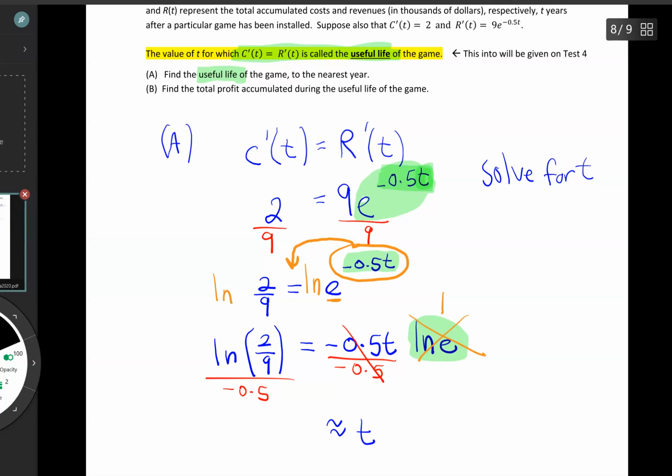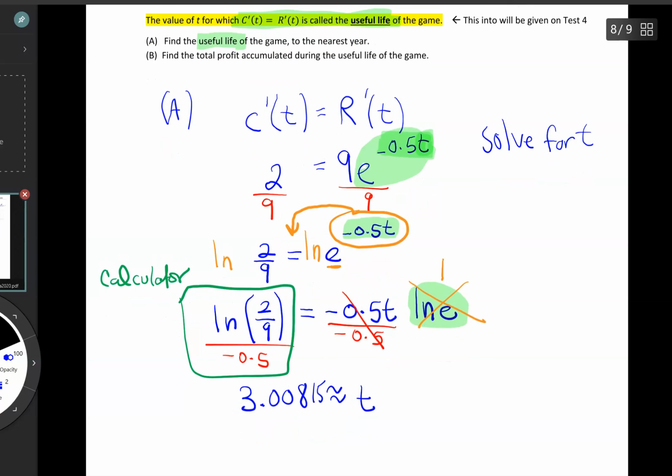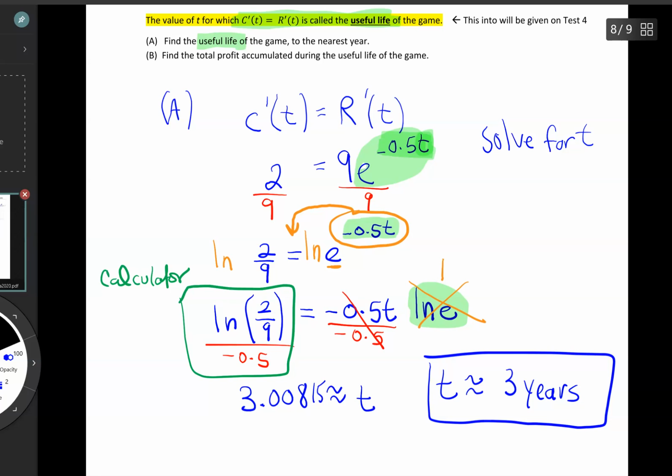And so I'm just going to type all this into my calculator very carefully, and let's see what we get. Okay. I got approximately 3.00815, and so on. So to the nearest year, that would be approximately 3 years.